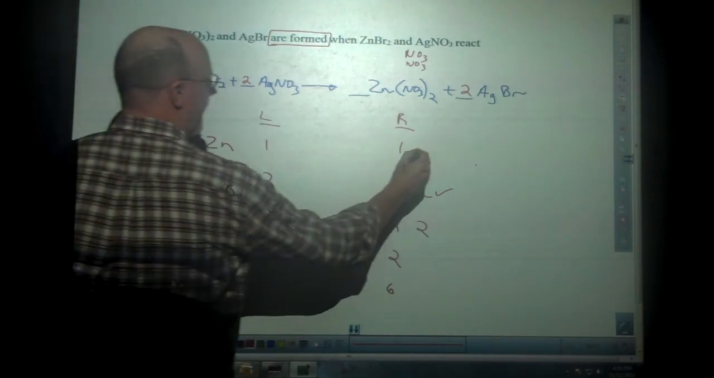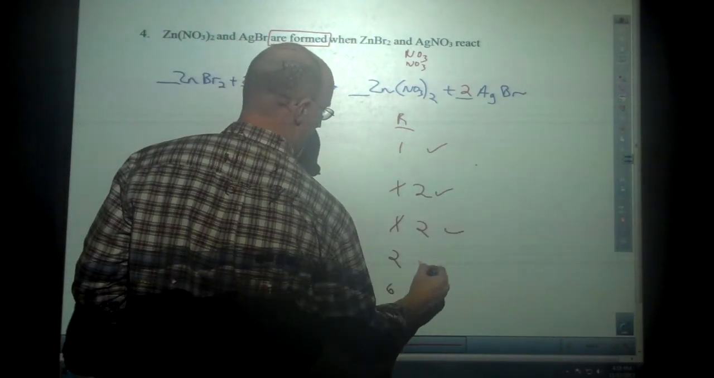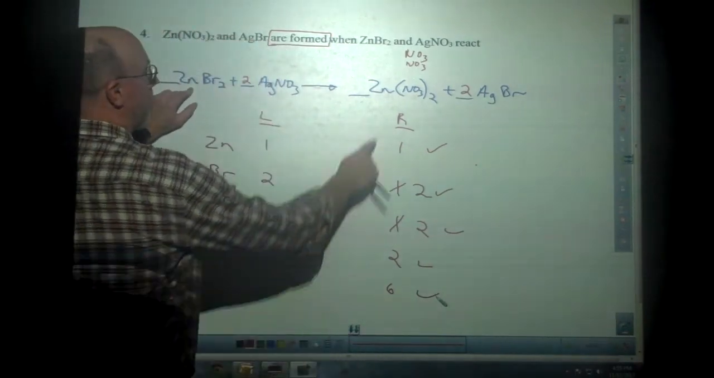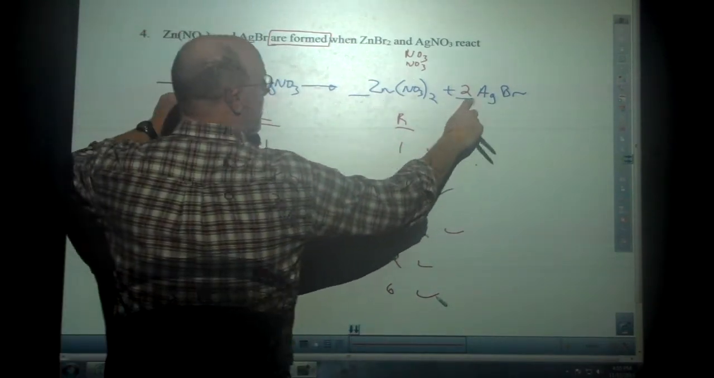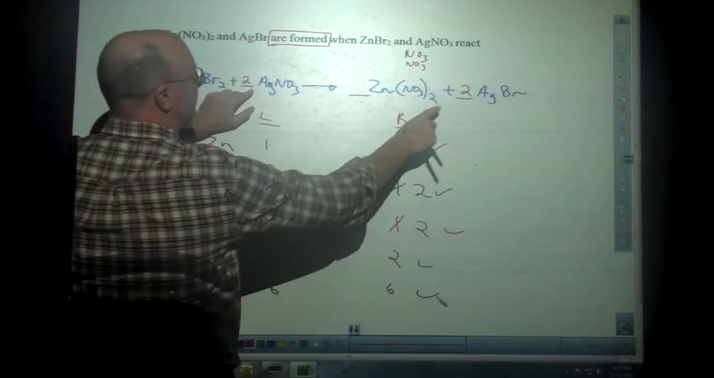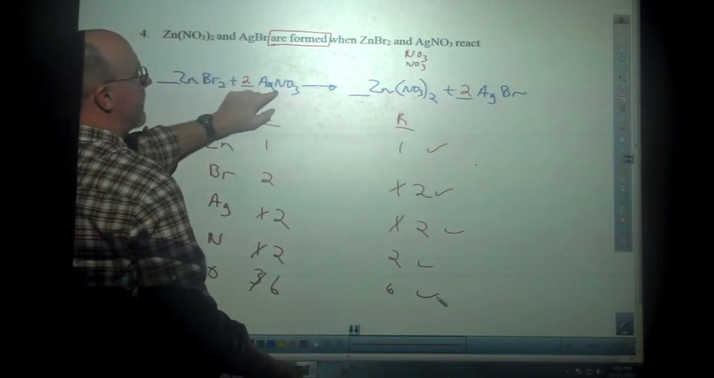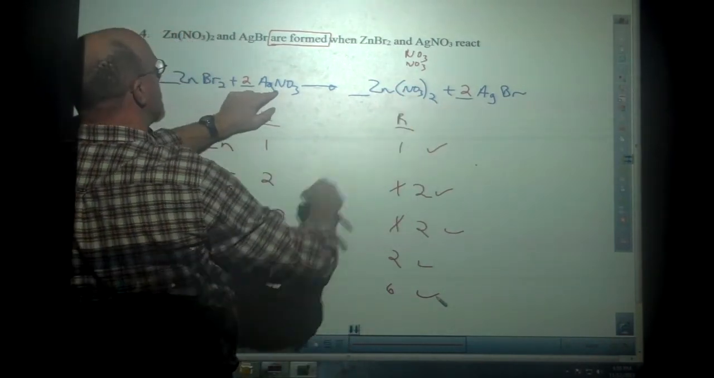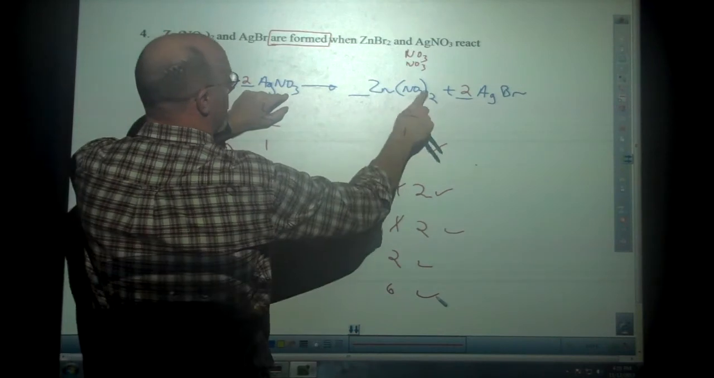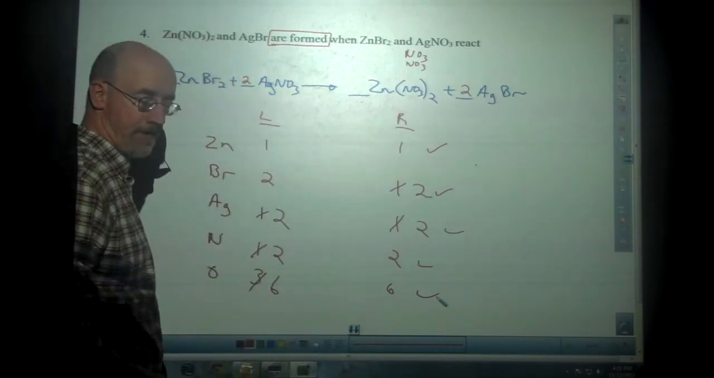I like to do the final check. 1 zinc, yep. 2 bromines, yep. 2 silvers, yep. 2 nitrogen, that works. 2 times 3 is 6 oxygen, 2 times 3 is 6 oxygen. So there you go. Okay.